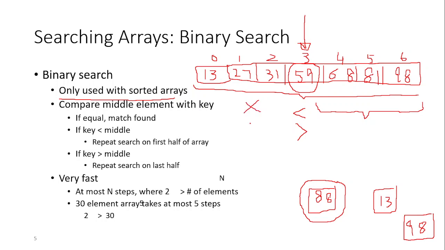Theek hai? So binary search ka matlab ye hai ke each time we are going to reduce our search space into half. Do hisson mein hum usko divide karte jayenge. Search space ka matlab ye hai ke wo jagah jisme aapne kisi element ko search karna hai.